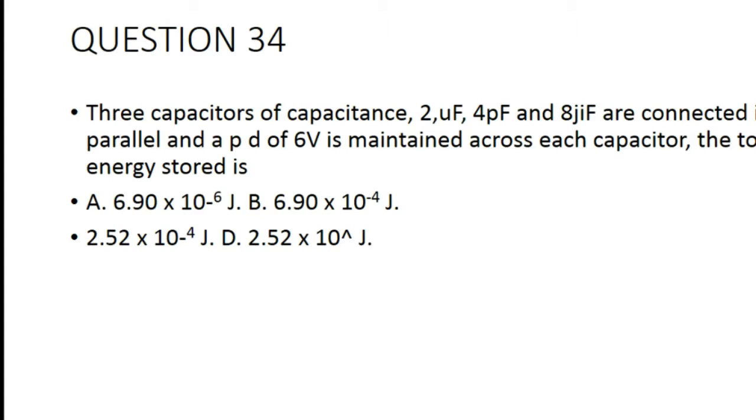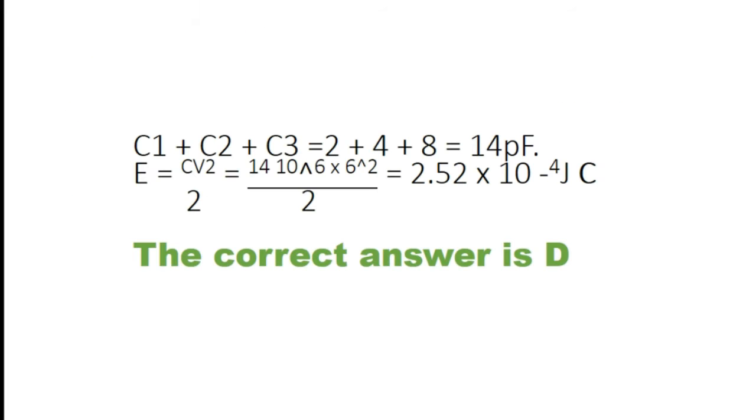Question 34. Three capacitors of capacitance 2, 4, and 8 are connected in parallel, and a potential difference of 6 volts is maintained across each capacitor. The total energy stored is A. 6.90 times 10 raised to power minus 6 joules. B. 6.90 times 10 raised to power minus 4 joules. C. 2.52 times 10 raised to power minus 4 joules. D. 2.52 times 10 raised to power minus 6 joules. The correct option will be option C.